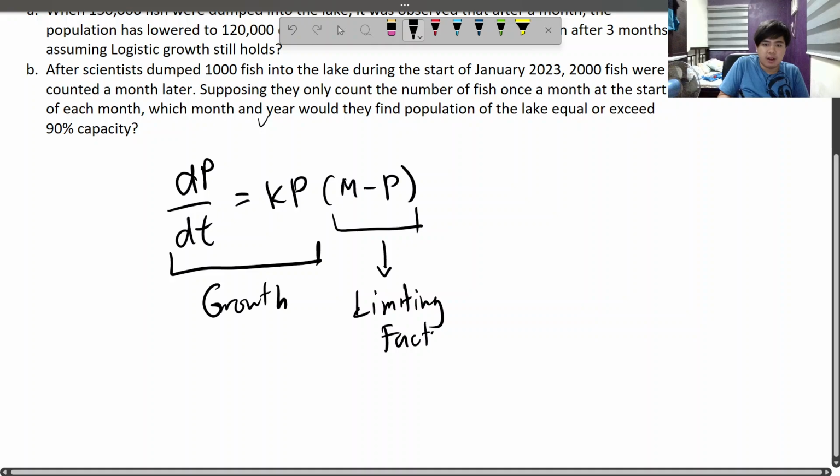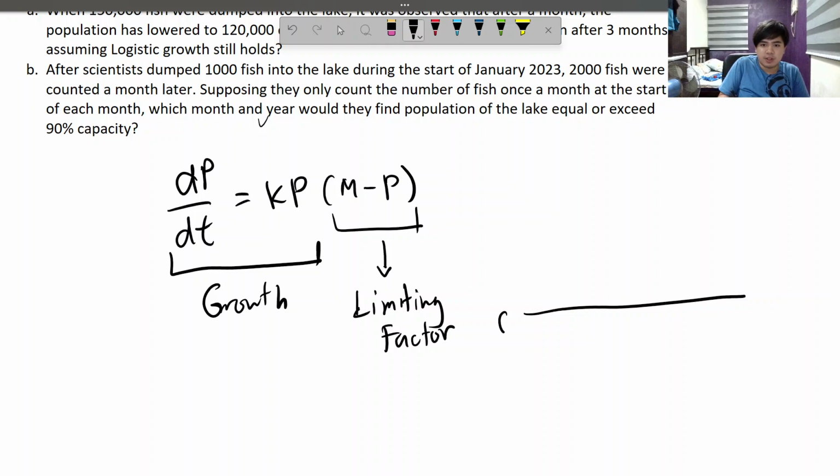So what does the limiting factor do? Well, if you have a minimum, for example 0, and then the maximum is M, it starts off like an exponential growth. And then as it approaches M, it slows down the population growth. If P equals M, dP over dt becomes 0, which means that there is no more growth.